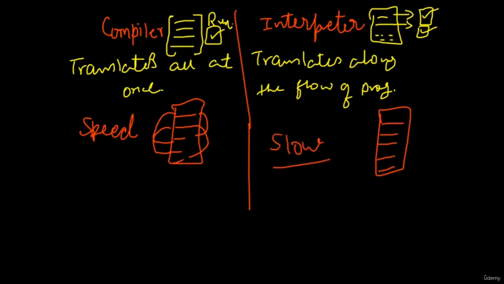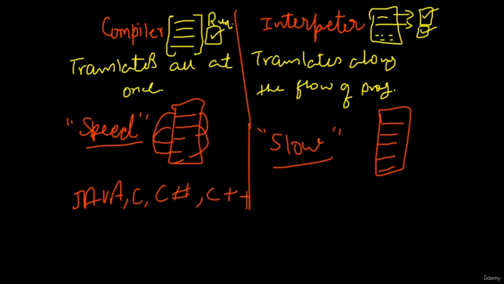So why do we use the interpreter? Because it can run the program even though the program is not done completely. Who uses the compiler? The compiler is used by Java. Compiler is used by C, C#. Compiler is used by C++. There are so many programming languages. These all are the higher level languages that use the compiler.